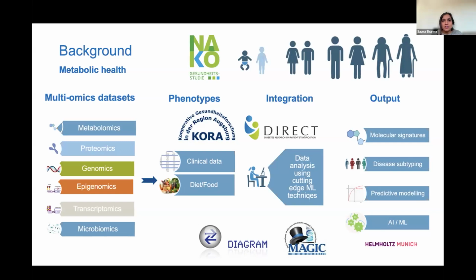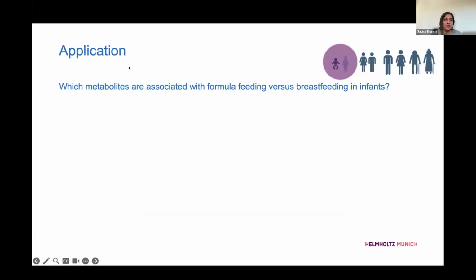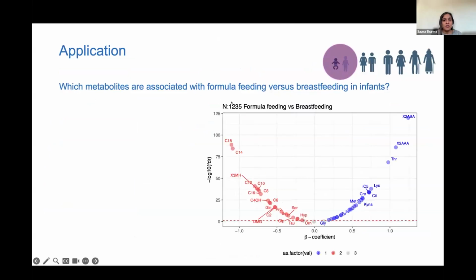Now I'm going to show you some examples of what we have done recently and how interesting a biostatistician's life is when multi-omics is given to us. For instance, we had a cohort of around 1,200 infants for whom metabolomics were measured from serum. And we were interested in the difference between the formula-fed metabolome versus the breastfed.